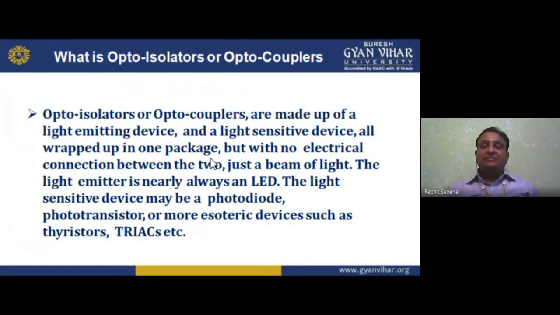These devices are wrapped in one package, but with no electrical connection between the two. Just a beam of light. The light emitter is nearly always an LED. The light sensitive device may be a photodiode, phototransistor or more esoteric devices such as thyristors and triacs, etc.